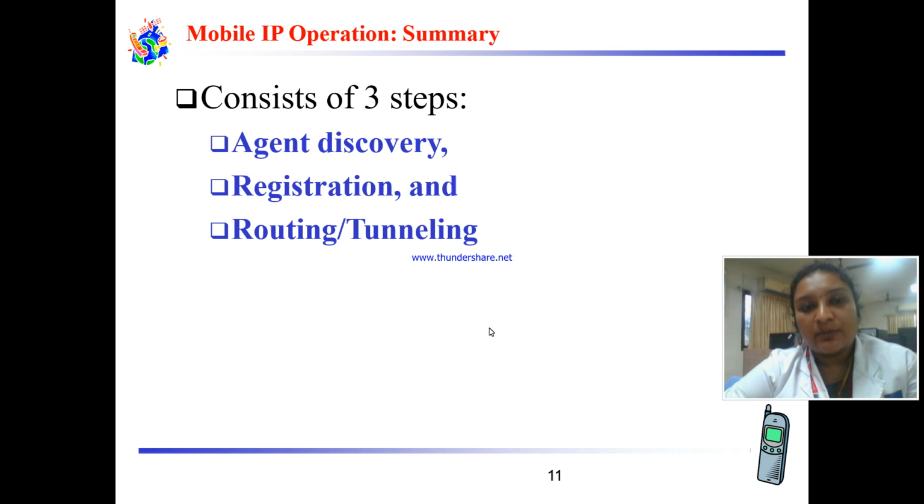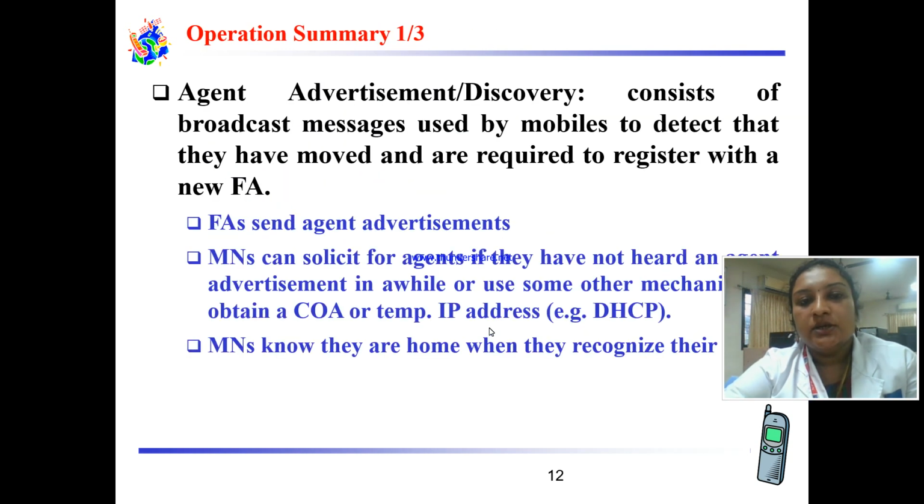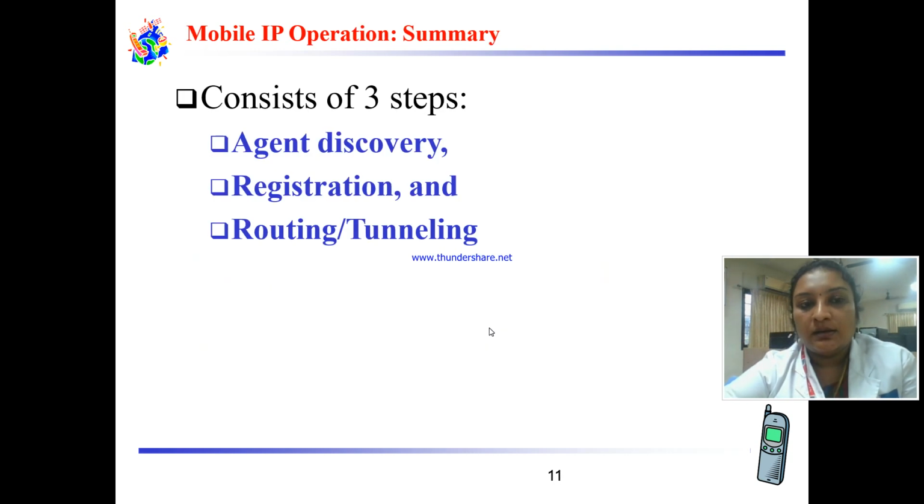In the summary of mobile IP operation, it needs agent discovery, registration, and routing or tunneling. Agent advertisement or discovery consists of broadcast messages used by the mobile node to detect whether it has to move or register with a new foreign agent. These steps happen: the foreign agent sends the agent advertisement. The mobile node can solicit if it has not heard the advertisement. If the advertisement is heard, then the next advertisement will move on.